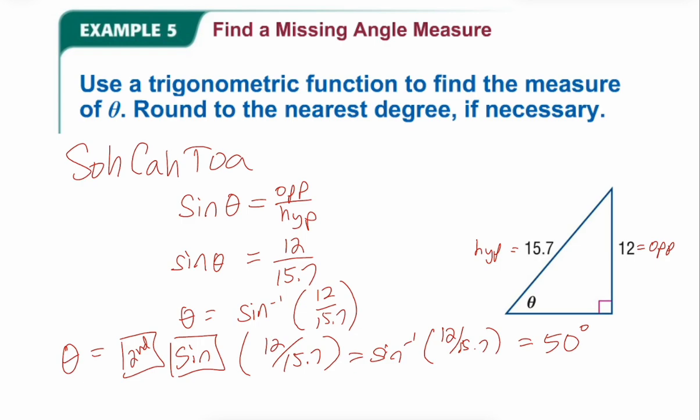Does everybody understand how we look for an angle measure on our calculator? Second, and then the appropriate trig function. And that little -1 notation should pop up. You only do that if you're missing an angle. Okay, so that is example 5.